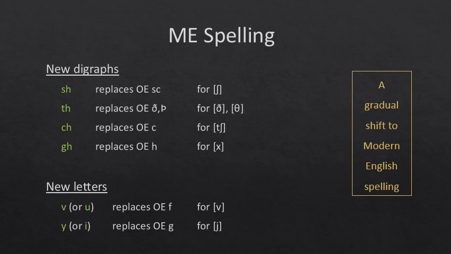We also get Y, which is really just a variant of I. And if you recall the rule for G, it usually makes a back g in Old English, but it could also make a front ya near ea. So for that front ya version of G, you're getting ya, the letter Y, which could be written I. So in other words, a gradual shift to modern English spelling.